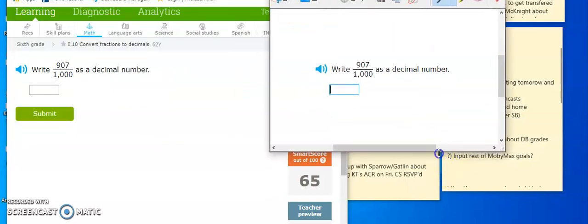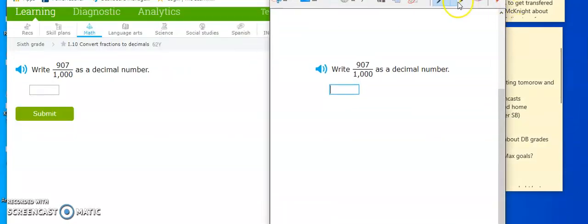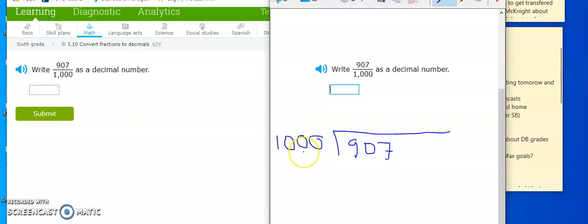So this one might seem really intimidating at first, but it's the exact same process that I've been doing. It's still a division problem with my top number going inside the division house. 9, 0, 7. Sorry, not drawing the numbers the best right now, but you get the idea. Okay, and the 1,000 is going to go outside of here. So I'm going to take this number and divide it by 1,000.